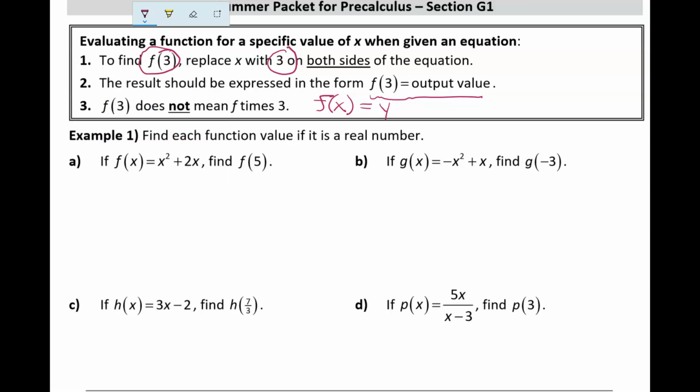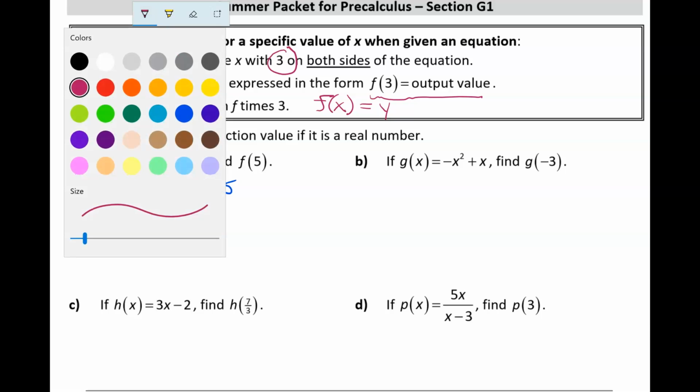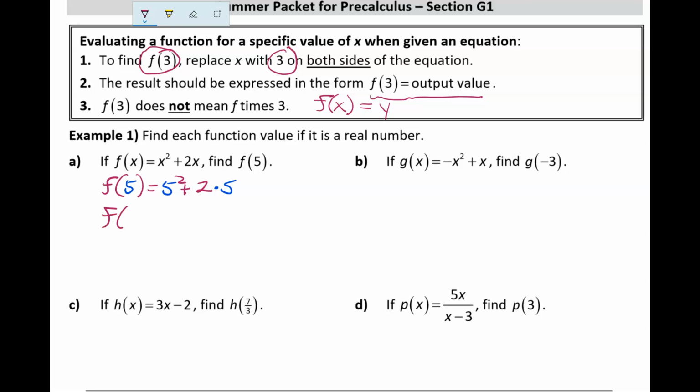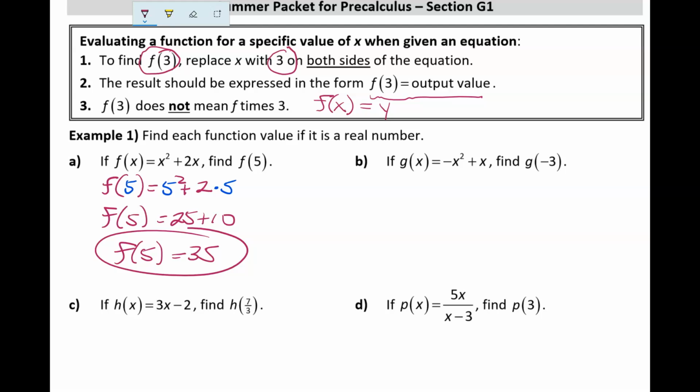All right, so let's do example 1. If f of x equals x squared plus 2x, find f of 5. So what I'm going to do is replace x with 5 on both sides of the equation. And then that's going to give me f of 5 equals 25 plus 10. So f of 5 equals 35 is our final answer.